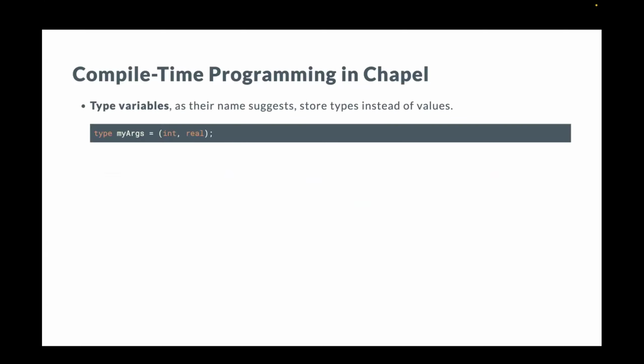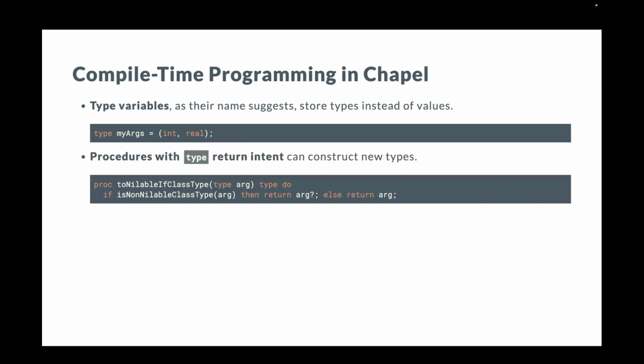So first, let's talk a little bit about compile-time programming in Chapel. You might have seen a bit of it throughout the presentation, but in general, Chapel has type variables, which, as their name suggests, can be used to store types instead of values. So in this instance, I have a myargs type, which stores the type of pairs int and real. You can also write procedures that take and return types using type formals and the type return intent. Here's an example of such a procedure from the standard library, which takes a type, and if that type is a non-nillable class type, makes it nillable by using a question mark.